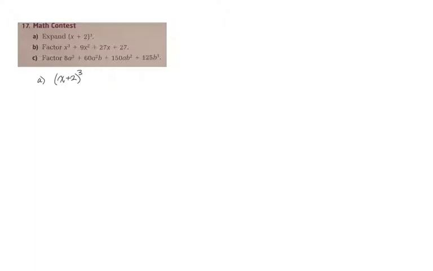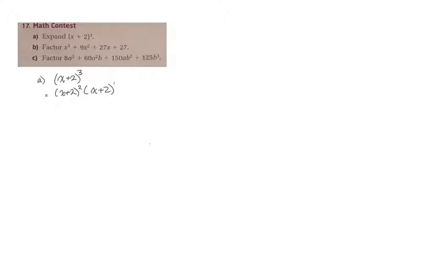So what we can do is we can rewrite this as this: (x + 2) squared times (x + 2). Okay, so all we've done is just rewrite this. Just remember that the exponent that's understood on this empty exponent bracket is just 1.